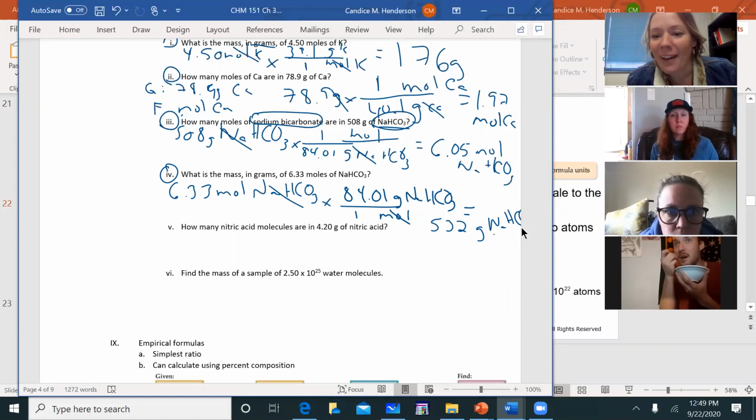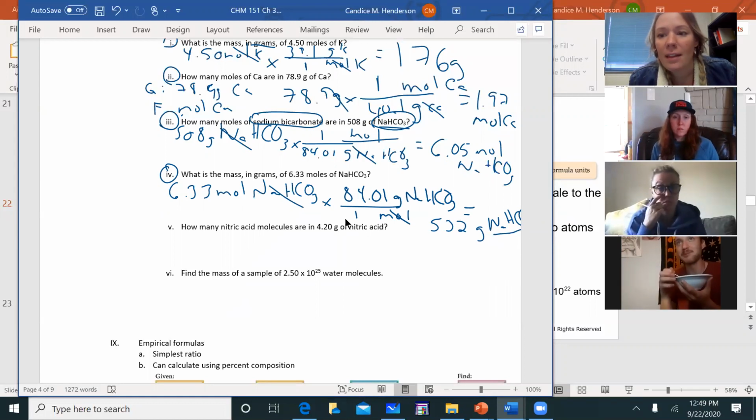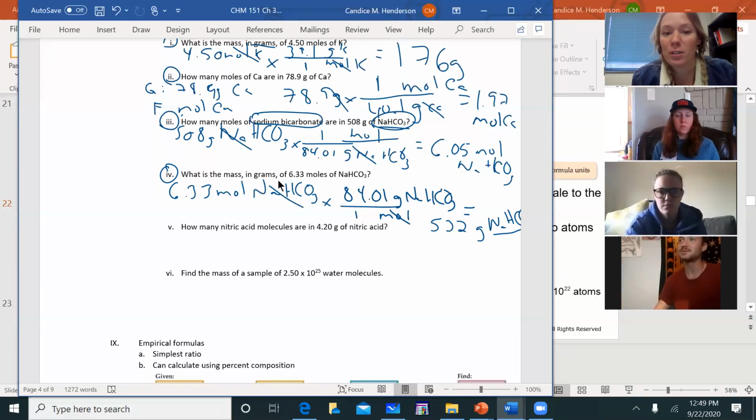The compound name. Okay. So any questions on those setups? It's always that same setup. If you're going from grams to moles or moles to grams, it's always going to be using the molar mass.